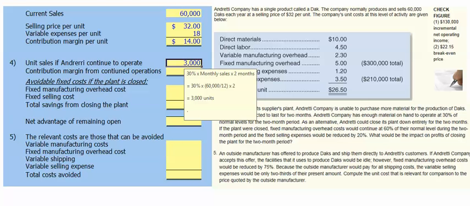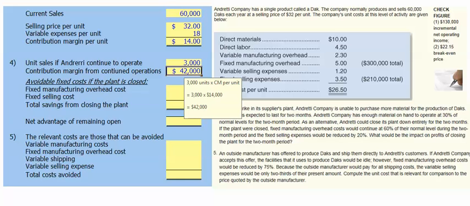That was 30% times our monthly sales times 2 months. So 30% times our annual sales of 60,000 units divided by 12 times 2 gives us our 3,000 units. Since our contribution margin per unit is $14, 3,000 units times $14 gives us $42,000 in total contribution margin if we continue to operate. Let's go ahead and look at our avoidable fixed cost if the plant is closed.